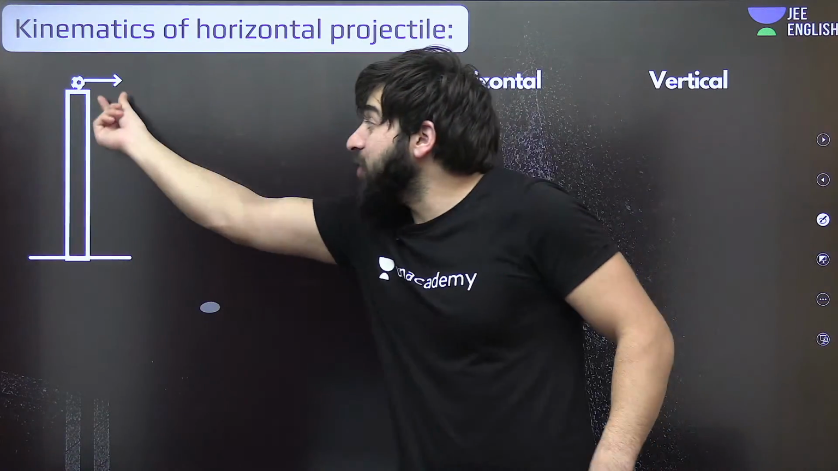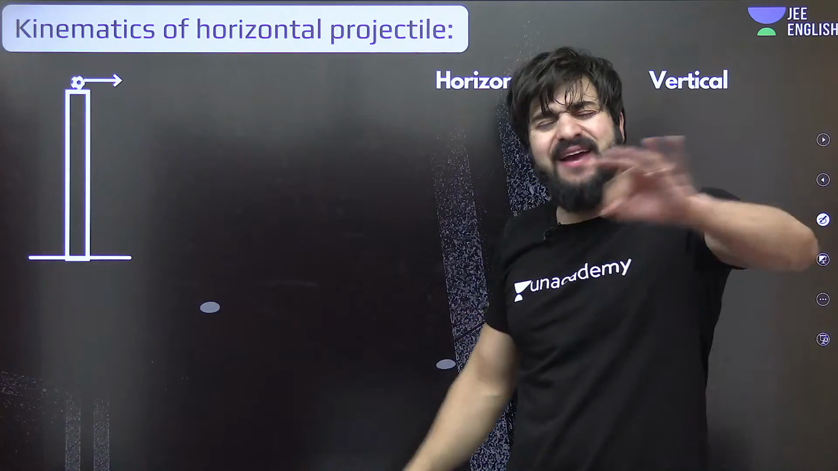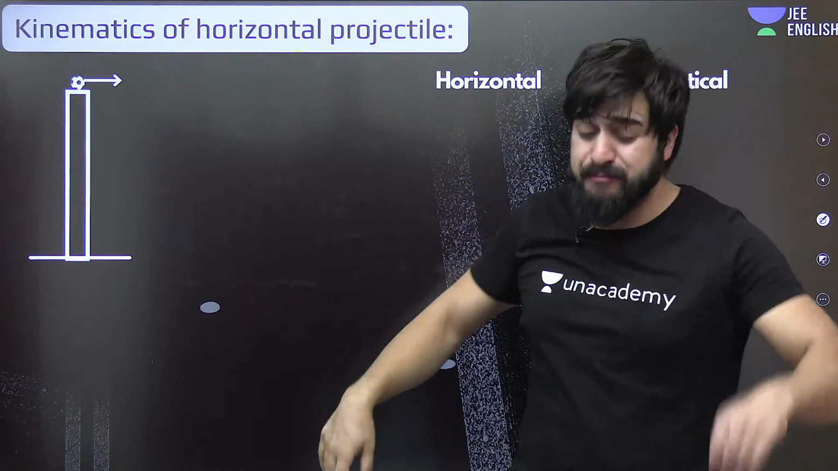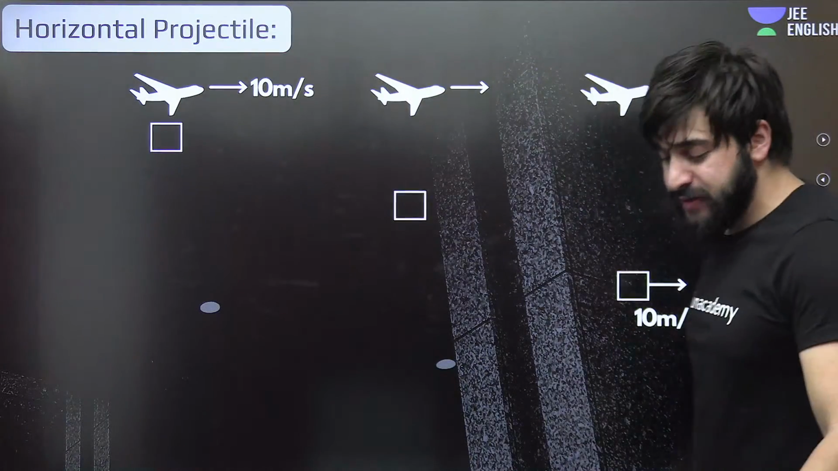Understand? And what will be the velocity at any point? What will be the velocity of hit? Everything. That's the kinematics of horizontal projectile that we will be talking about in today's session as well. Okay, that's great.